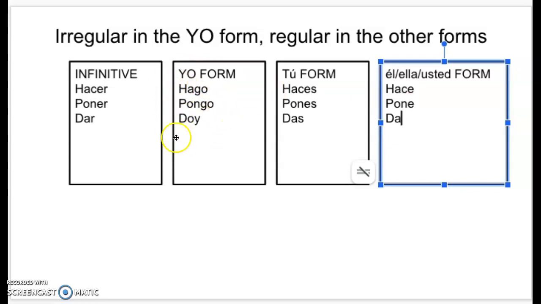You have to remember the differences in the yo form, but the others are easy. They follow the exact same pattern, an ES or an AS, depending on if it's an ER or an AR verb, and then an E or an A, again, for an ER or an AR verb.